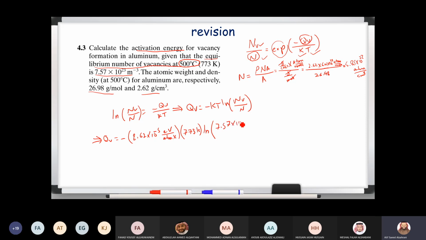And then we have ln of NV, which is 7.57 times 10 to the power 23 atom, and we have N, which is 5.85 times 10 to the power 22. Did I make a mistake here, guys? Is there something wrong? Does it make sense?